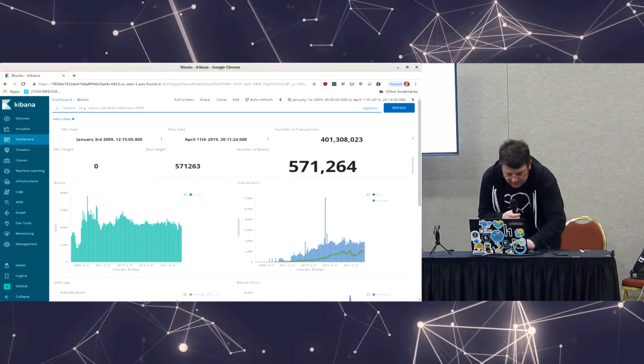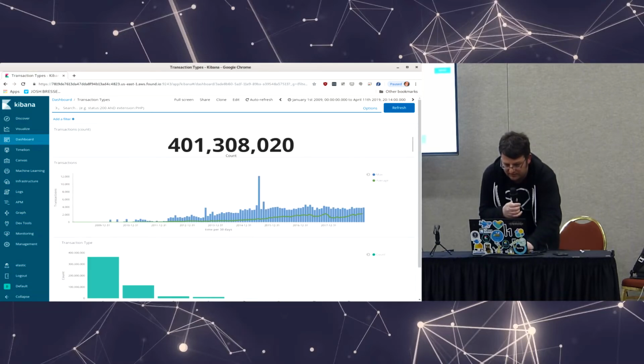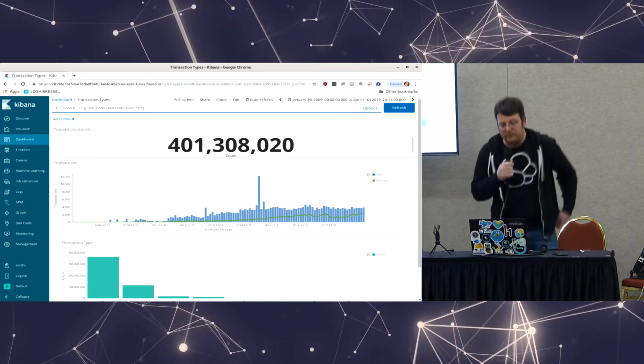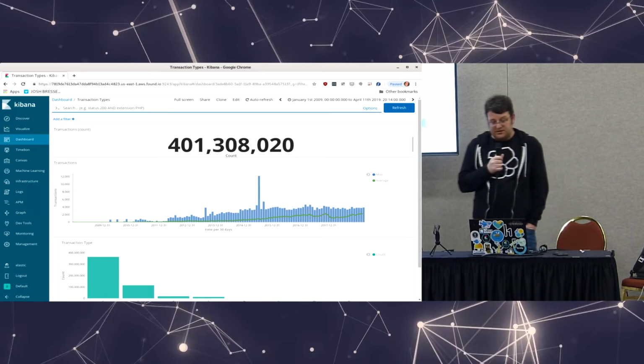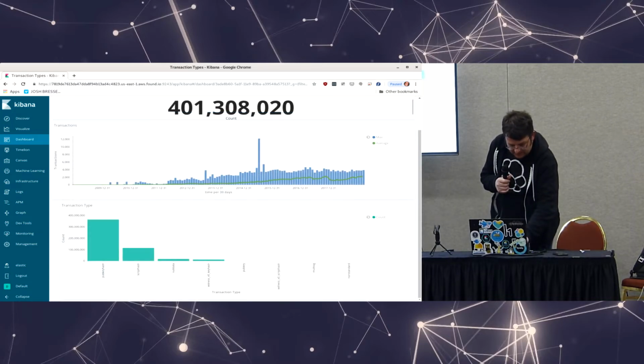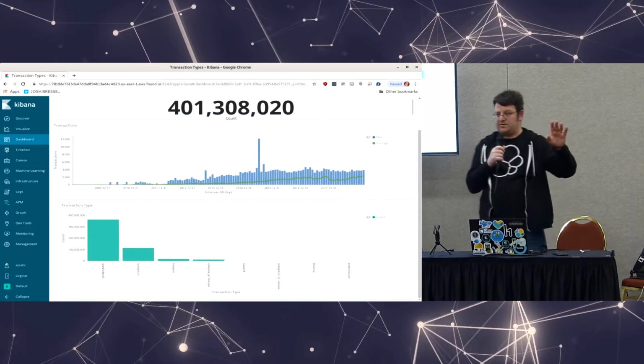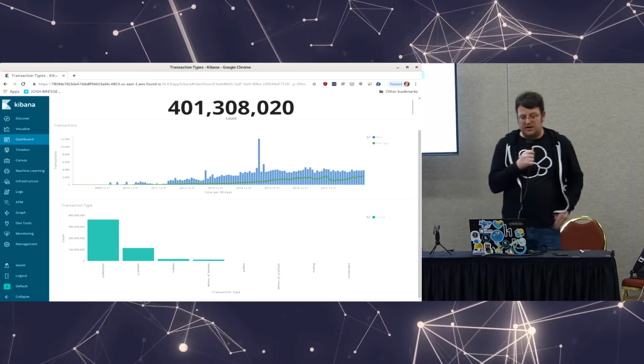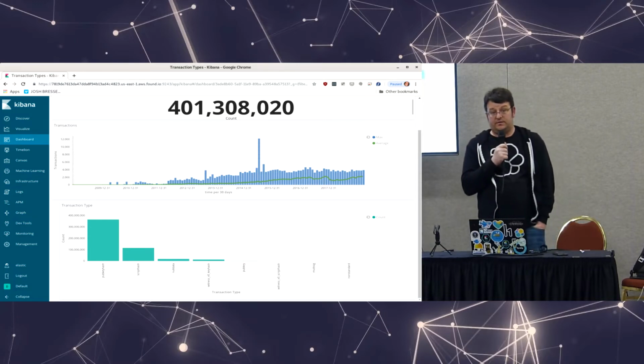Now, I've got one other fun thing to talk about before we move on to where the whole talk will just go off the rails for the most part. So, 401 million transactions. We've got our transaction graph there. But down here is, you can't read any of this, I'm sure. I can barely read this on my screen. But these are called the transaction types, okay?